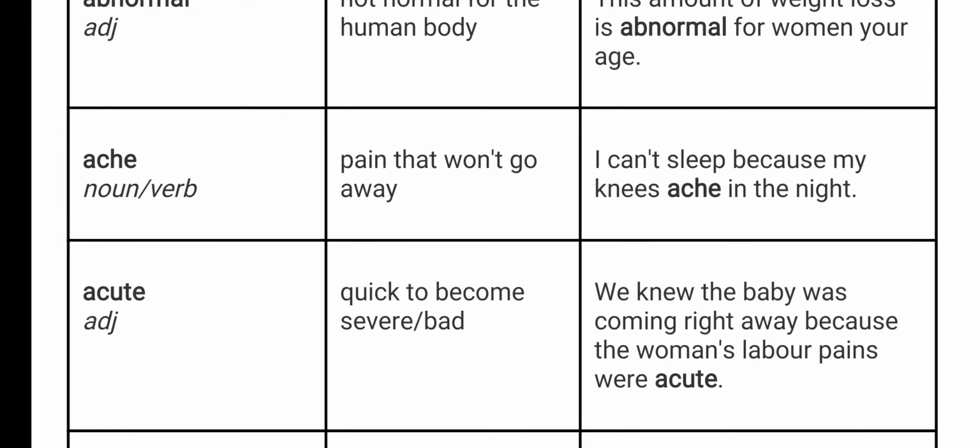Ache is pain. Ache is another word for pain, and it is used with body parts to indicate that you feel pain in that body part. For example, you say, I have a toothache. I have a headache. You have, let's say, a tummy ache or abdominal ache. Oh, so I have the word abdominal. Abdominal means the stomach, the tummy.